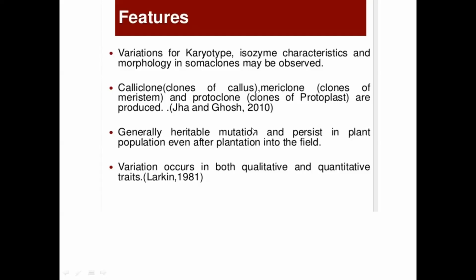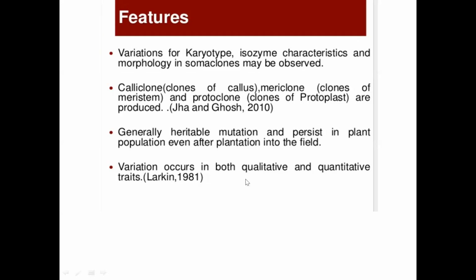Heritable mutation is desirable, which will persist in the plant even in the field conditions, because it should not be very vulnerable. It should not get lost when the plant moves to the field. Characters may be lost because they are not passed on as stable characters. They have been instilled into the tissue somewhere during the micropropagation phase, so they might even leave the tissue. But desirable heritable mutation should persist in the plant population even after plantation into the field.